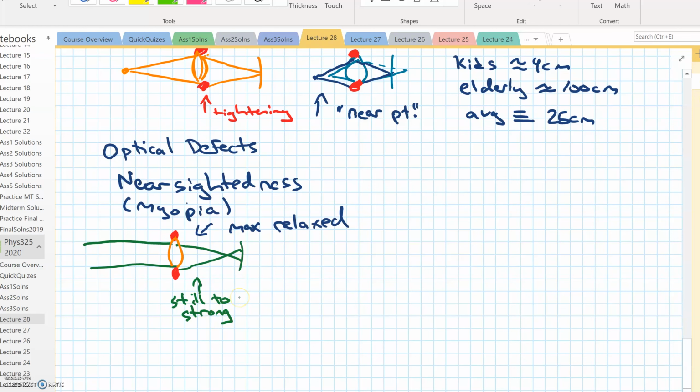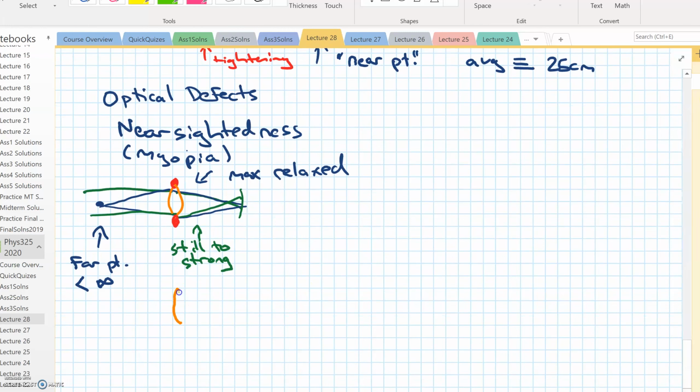Or rather, the lens is still too strong. That's called myopia. The far point is now no longer infinity, but some other point. So maximally relaxed, we're going to bring an object closer and closer. Eventually, still maximally relaxed, it's going to focus right in the back of the eye. So we'll say the far point is less than infinity. That is myopia.